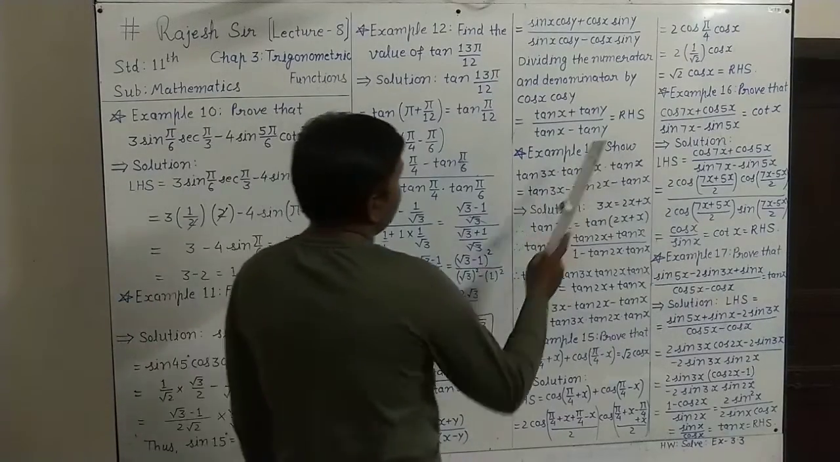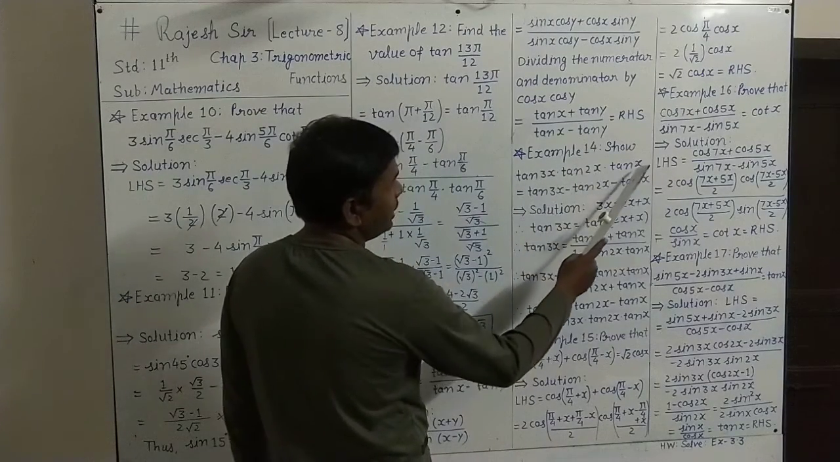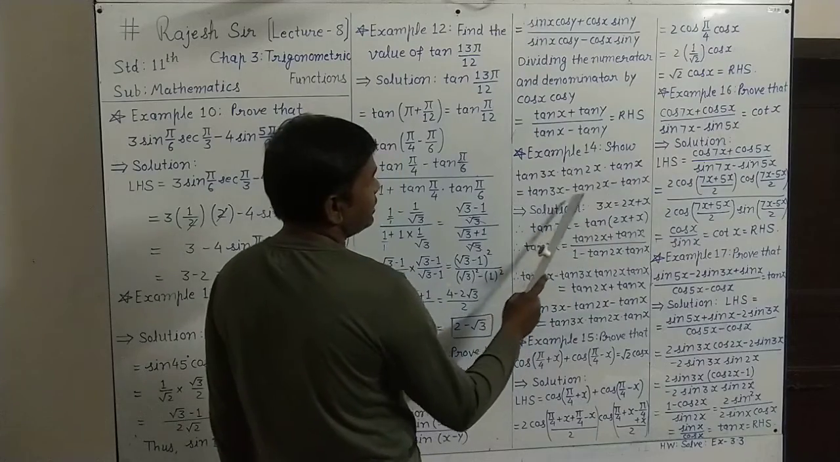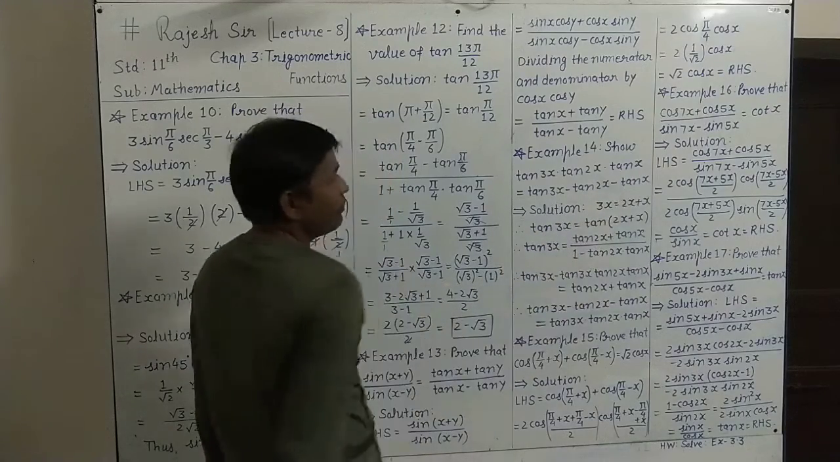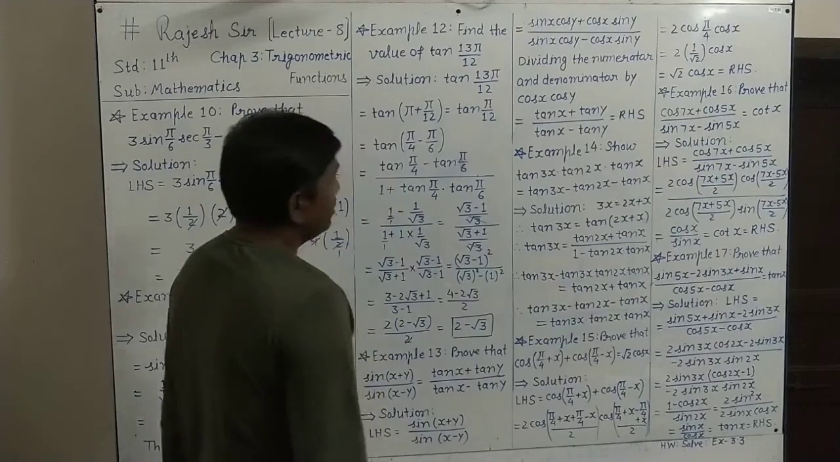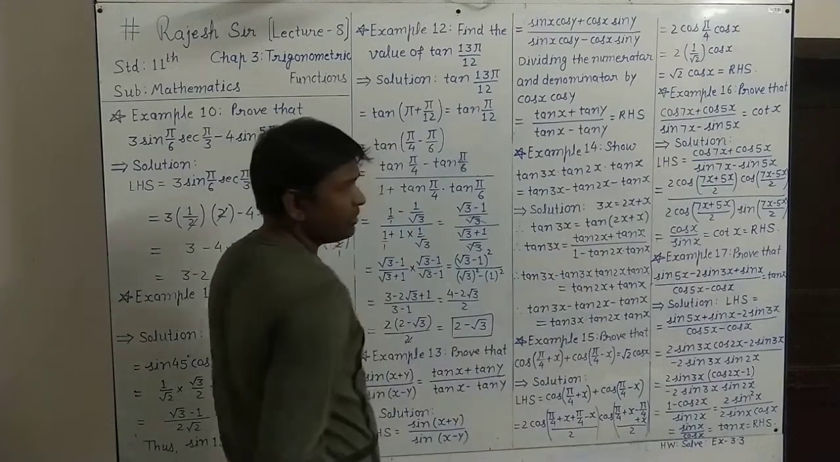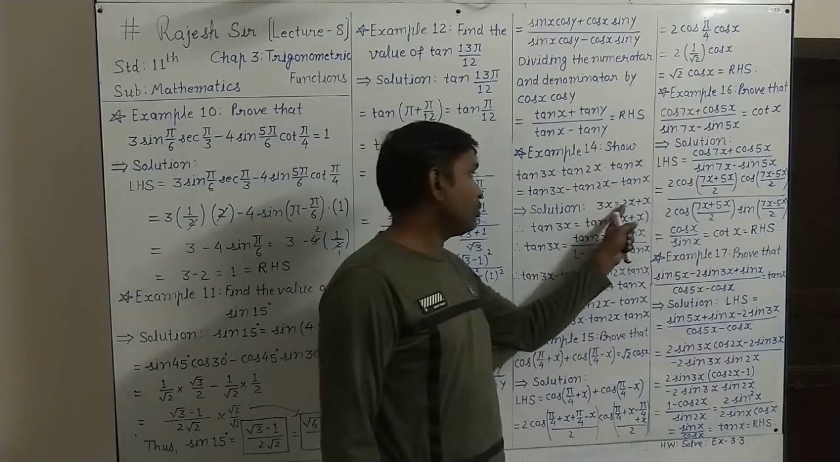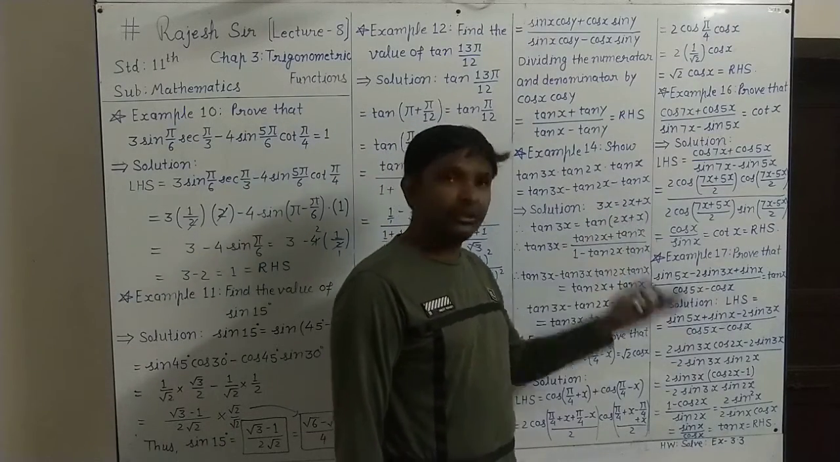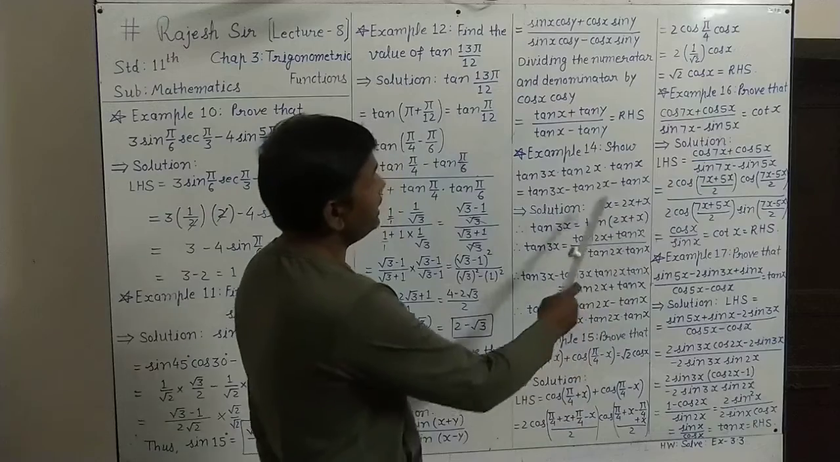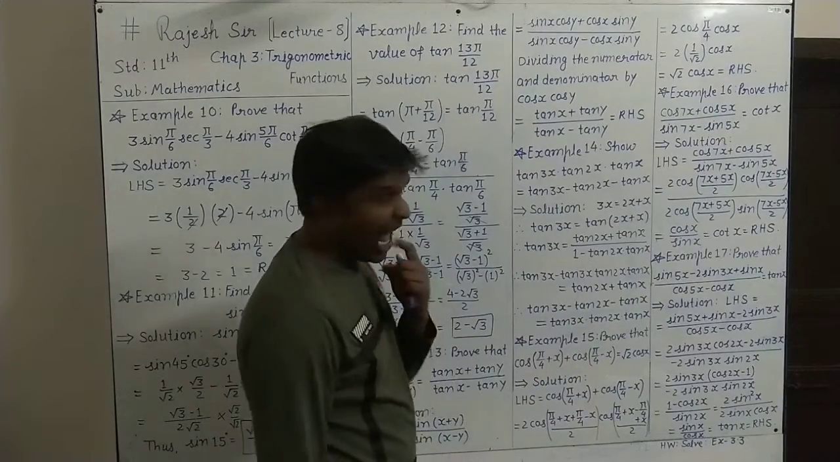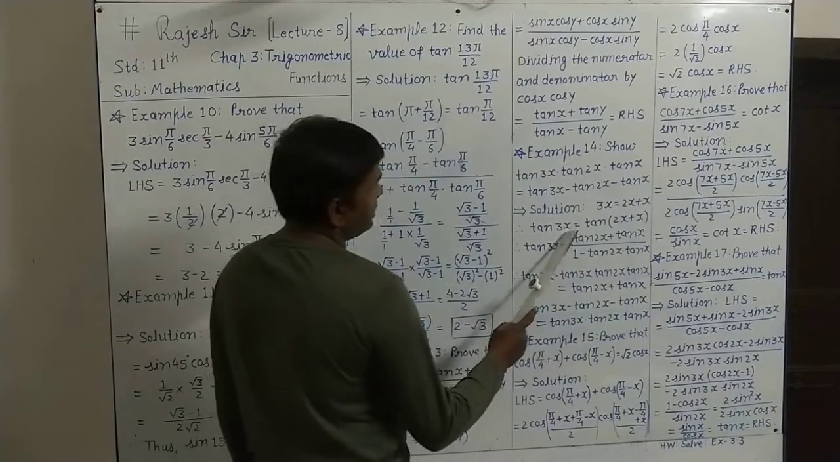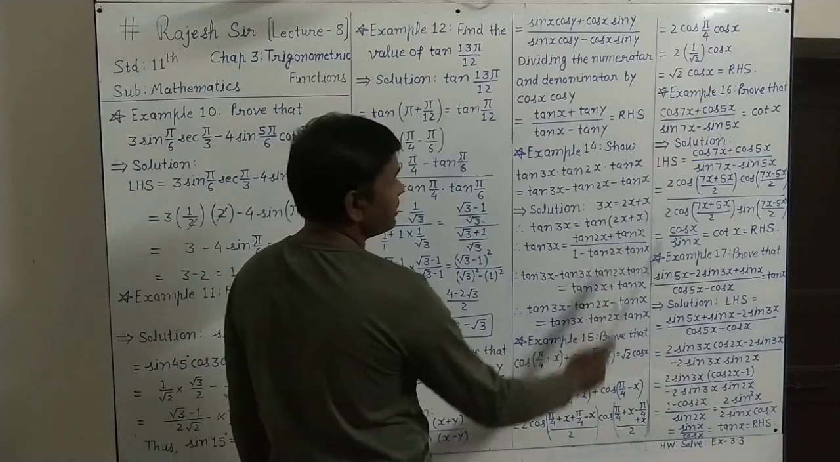Example 14: show that tan 3x into tan 2x into tan x equals tan 3x minus tan 2x minus tan x. This we want to show. So in the solution, as you know, 3x equals 2x plus x, because 2x plus x is 3x. Very simple. Now on both sides you apply the tan function. So on the left side it is tan 3x, on the right side it is tan of 2x plus x.